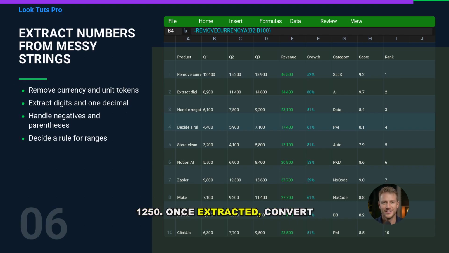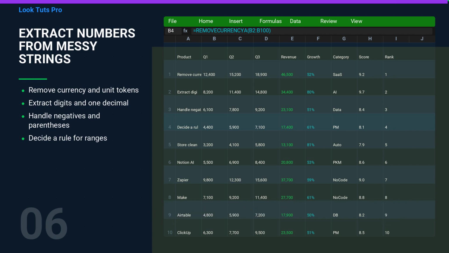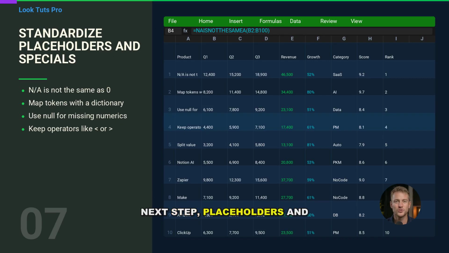Once extracted, convert to a numeric type and store it in a clean numeric column. Next step. Placeholders and special values deserve their own rule set. You'll see NA, dash, unknown, TBD, 0, and sometimes free. These are not the same thing. NA usually means missing. 0 is a real numeric value. Free might mean zero price, but only in a price context.